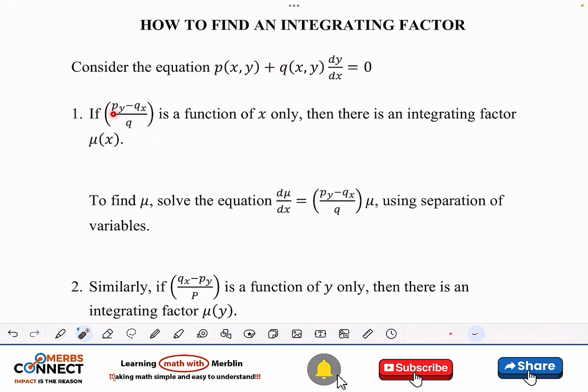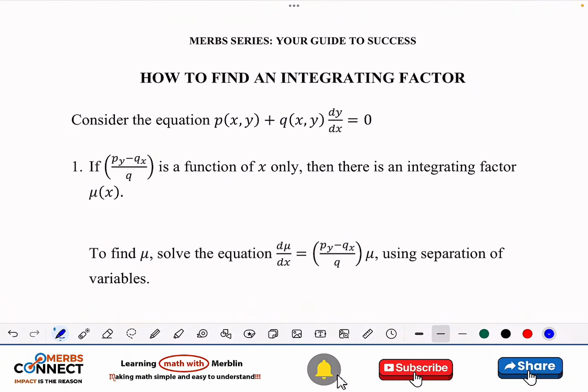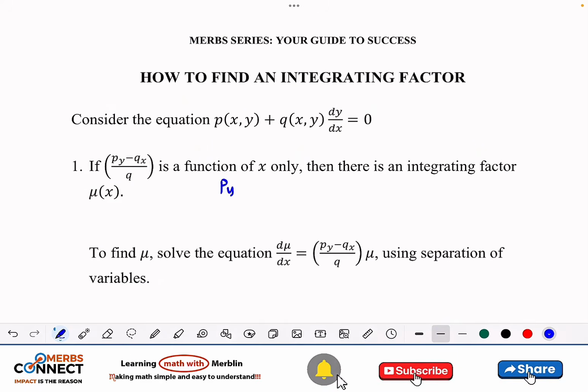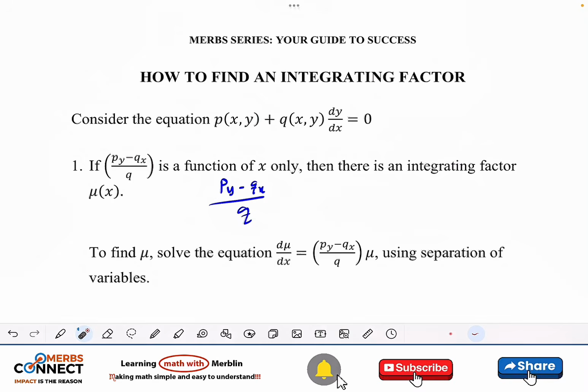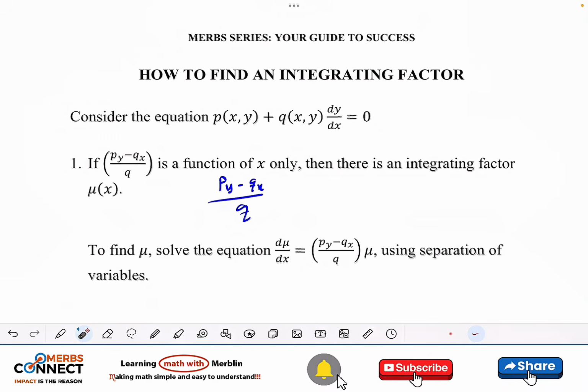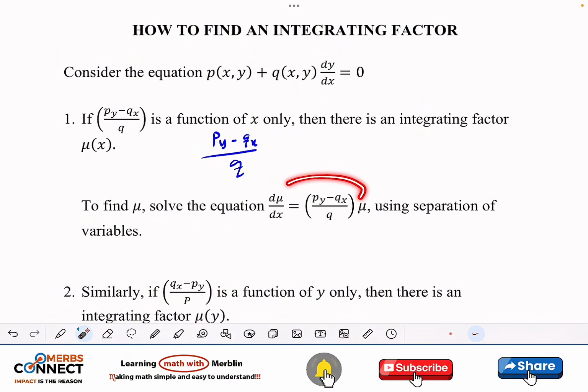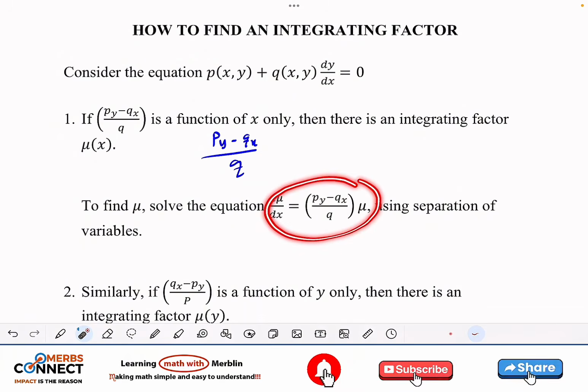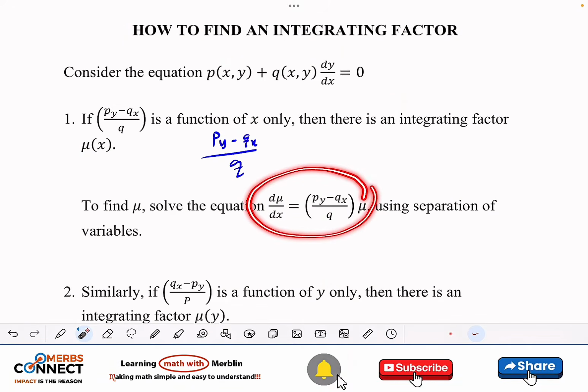Like when I pick partial of y, partial of x divided by q. So this one is easy to memorize or remember. This is like partial of y minus partial of q. Then you pick the last term and you use it to divide, so divide by q. And when we're able to do this and get it in terms of x only, then the integrating factor will be this. So this will be the integrating factor. You need to have this in mind.